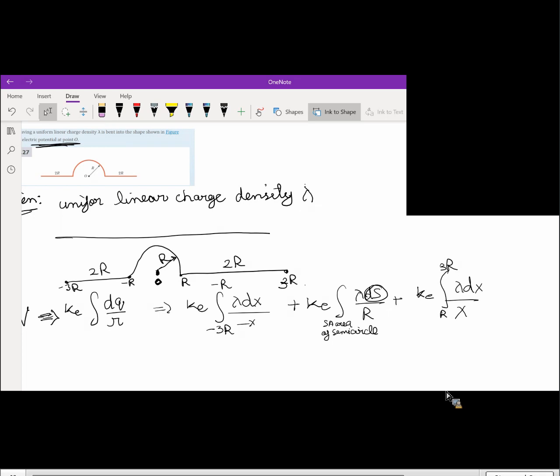Oh, I just divided the line from minus 3r to r, then an area of semicircle, and then r to r. Okay, how can I figure out the upper and lower limit of the integral minus 3r to r? So I just divided here. This is how I figured it out. Because it's given 2r, I can write minus r to minus 3r. Those three represent the three sections.